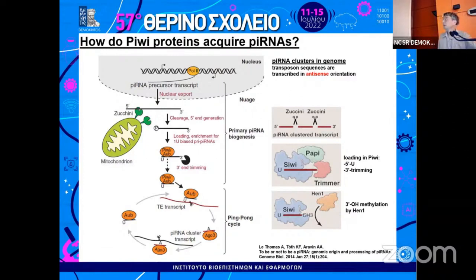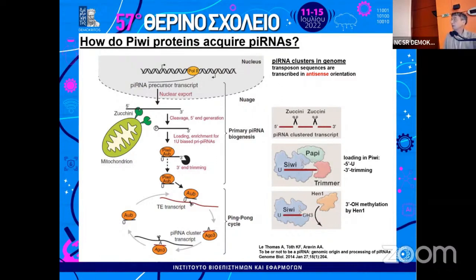After transcription, these transcripts can be very large, up to 500 kilobases, and they are exported out of the nucleus. This is also a dedicated export machinery, which is different from the export machinery for messenger RNAs. In the cytoplasm, they are processed by the endonuclease called Zucchini, which is associated with mitochondria. This endonuclease activity will generate what is called the precursors of the piRNAs.